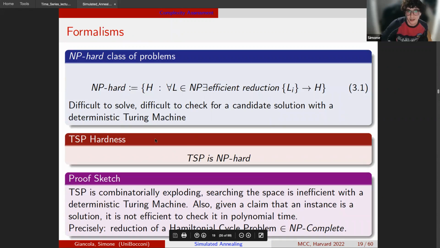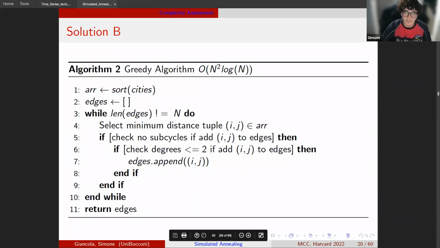Indeed, TSP is NP hard, which means that it is at least as hard as NP complete problems, and it is very, very difficult to solve. The proof is that TSP is combinatorially exploding, and it is thus not tractable in terms of the worst case scenario and enumeration. The real proof is a reduction of the Hamiltonian cycle problem that is part of the NP complete problems. So TSP is very difficult to solve.